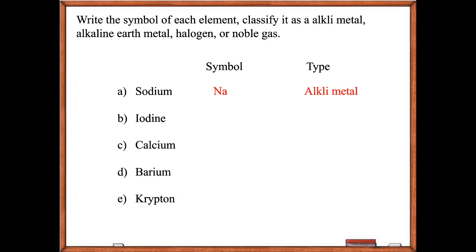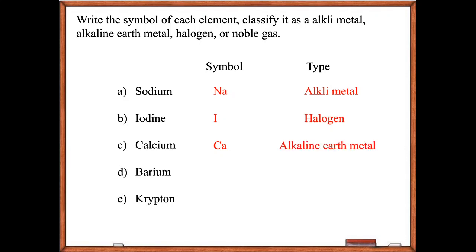Next one, iodine. Find it on your periodic table. What's the symbol? I. Then what is it going to be? This one's going to be a halogen. Next one, calcium. What's its chemical symbol? This is just going to be Ca. And if you find it on your periodic table, it's in column 2 or group 2A. So this is going to be an alkaline earth metal.